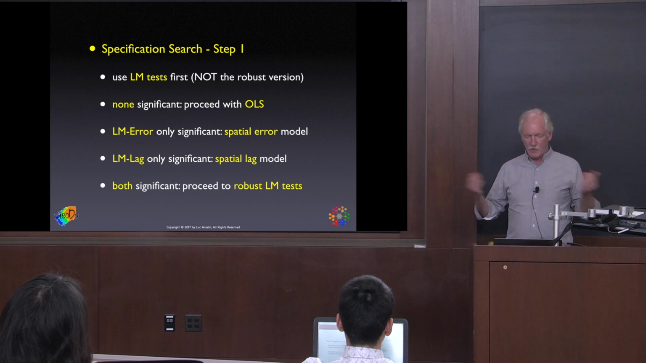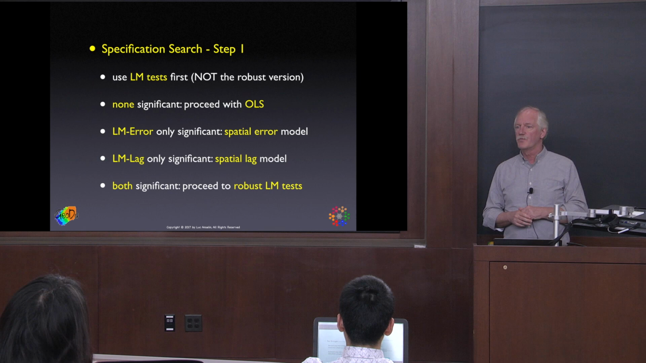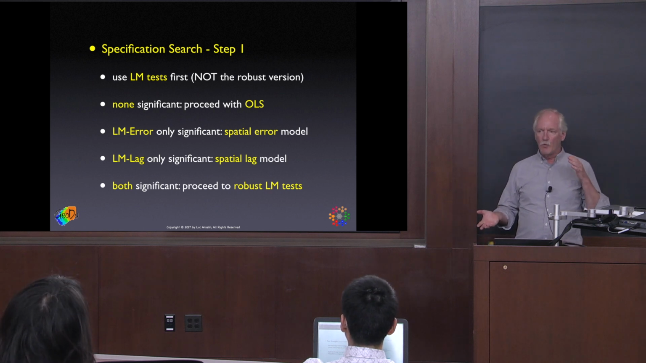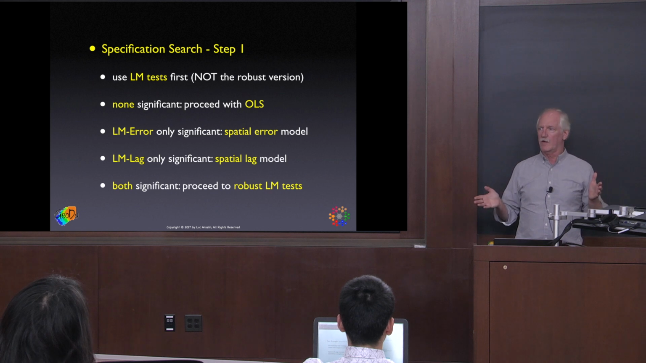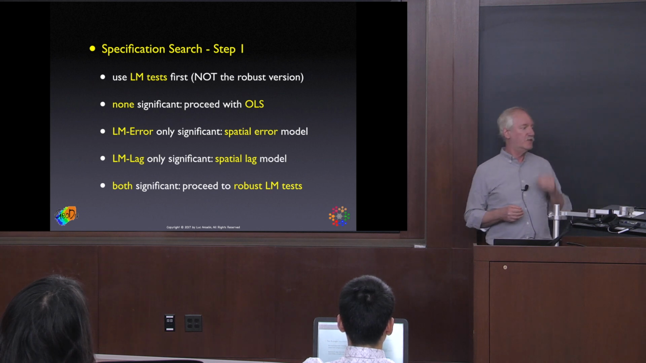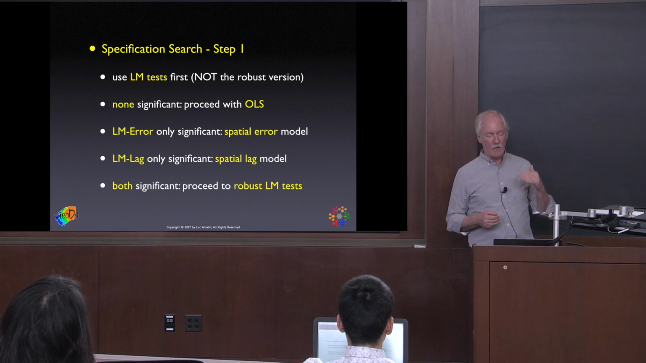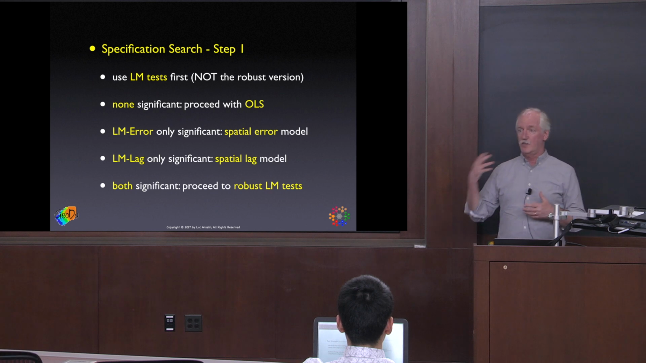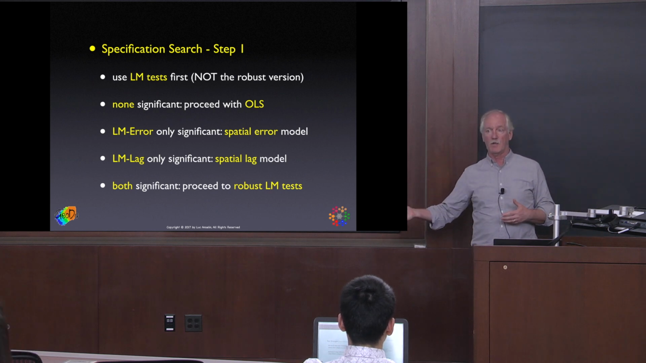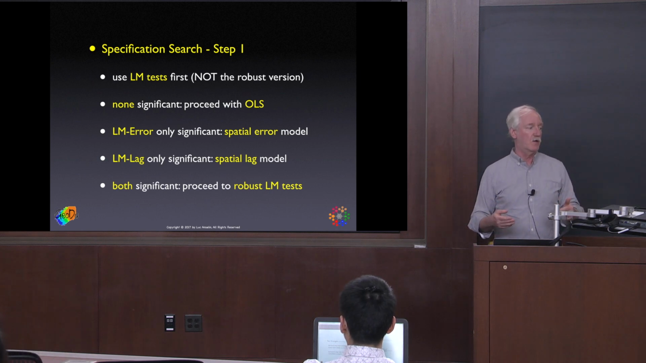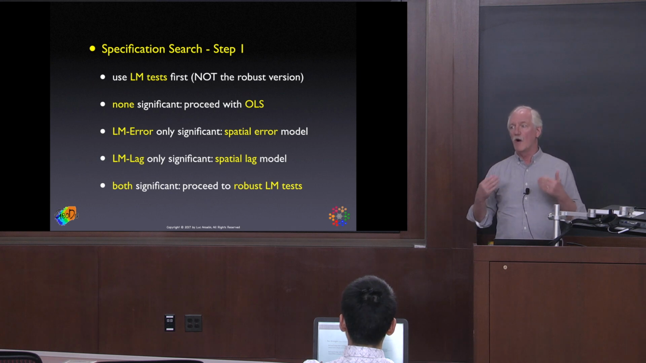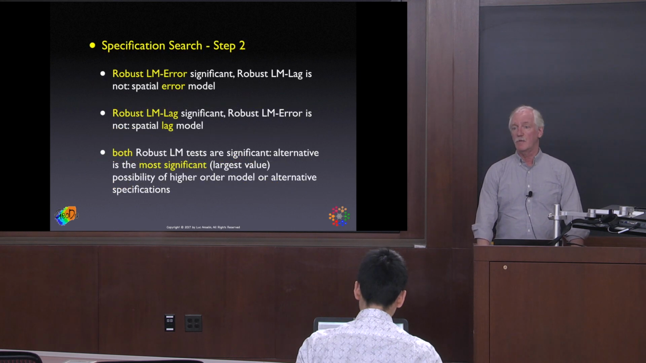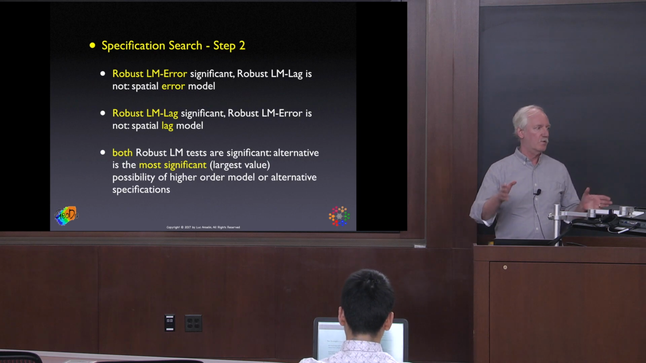So look at the LM tests. If they don't reject the null, you're done, right? Stay in the SPSS world. You don't have to go anywhere. If you have one or the other, then it's also very clear, right? So the LM error rejects the null, the LM lag test does not, then you go with the error model. And vice versa. If the LM lag rejects the null, but the error one doesn't, then you go with the lag model, and then you're done. If both reject the null, then you go to the robust test. And then it's the same thing. You use the same decision rule. If one rejects and the other doesn't, you're good.